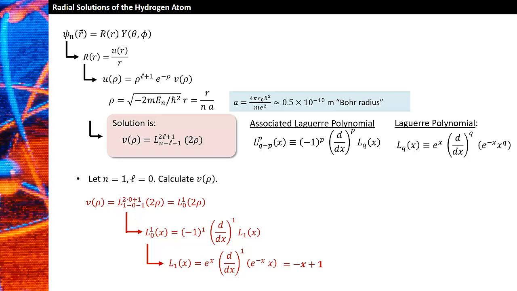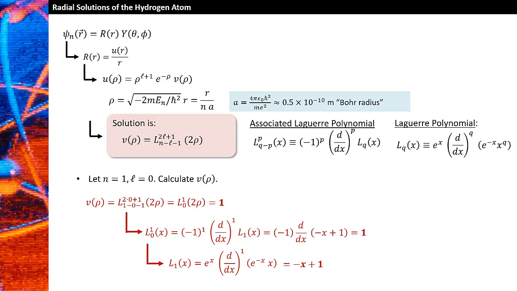to calculate L01. So if we plug that in for L1, now we are calculating minus 1 times d by dx of minus x plus 1. And so that tells us that the associated Laguerre polynomial L01 is just 1. Okay, so then when we put it back up here for the function v of rho, we just end up getting 1 here. It doesn't matter that it's a function of 2 rho because it's just a constant.